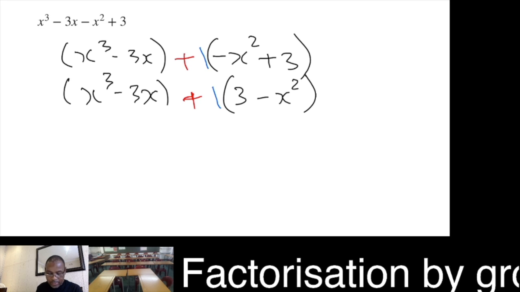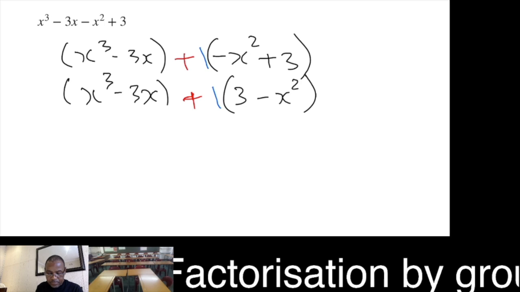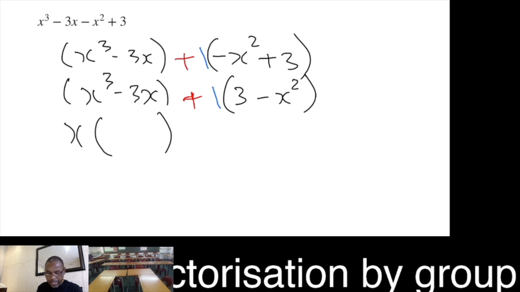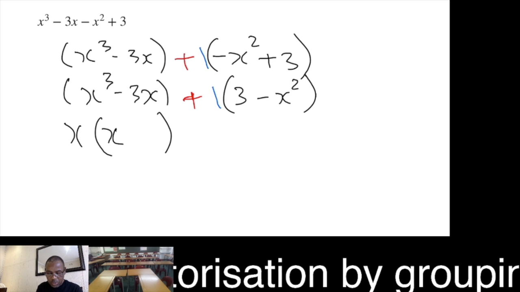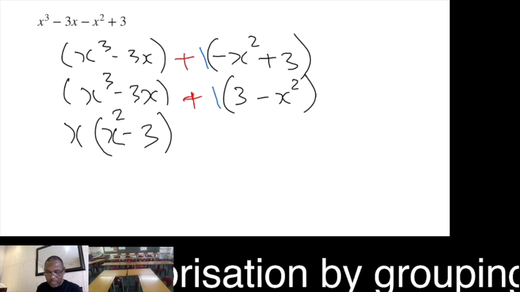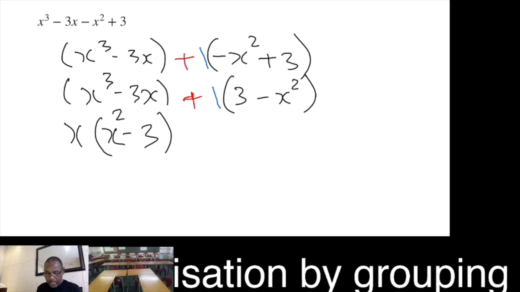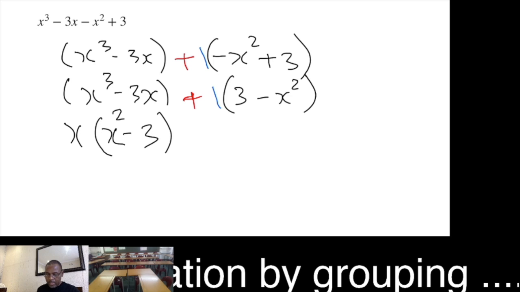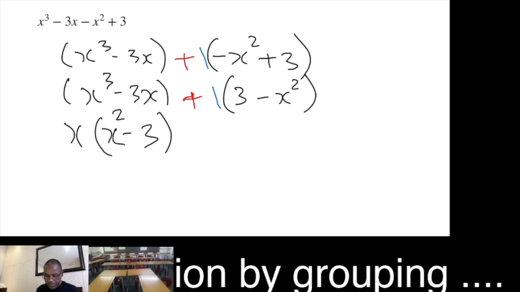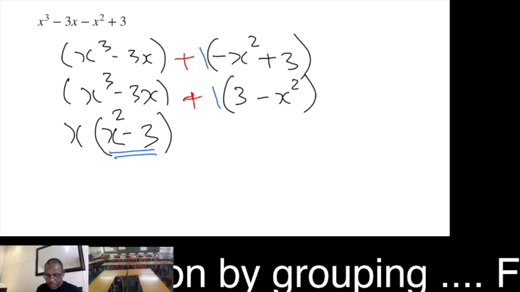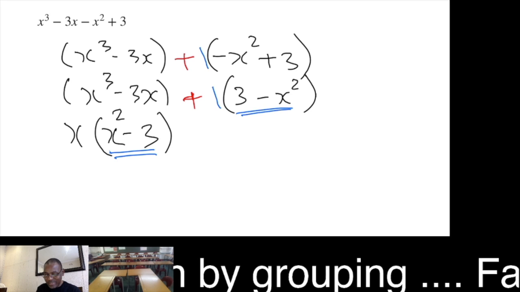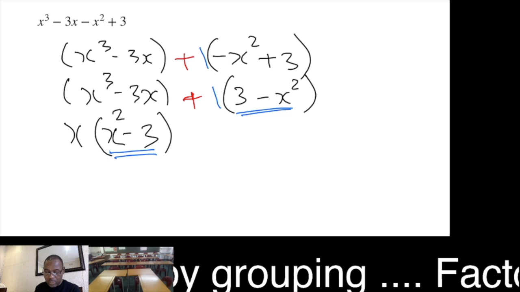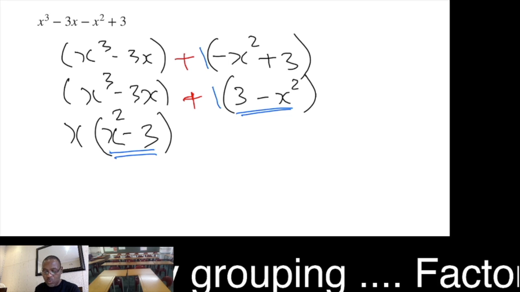So now let's factorize. I can see x is common. So if I pull x outside, I should remain with x squared minus 3 in there. Right, so that is x squared minus 3 inside that bracket. And now, this is x squared minus 3, but that is 3 minus x squared. We need that to read the same as well. We need that one to be x squared minus 3.